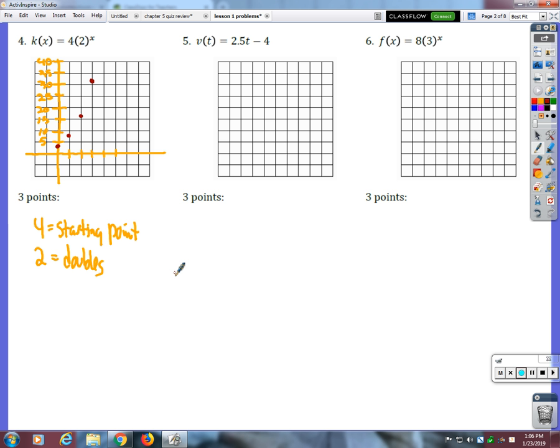Okay, so we started at 4, and then when you scoot over 1, you go up to 8, and then if you scoot over 1, you go up to 16, and then if you scoot over 1, you go to 32. So 0, 4, 1, 8, 2, 16, 3, 32, those are all good options for points.